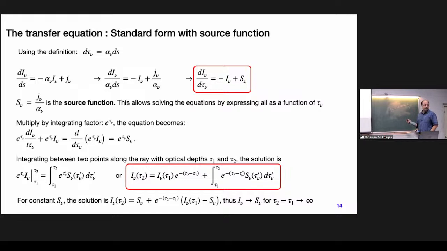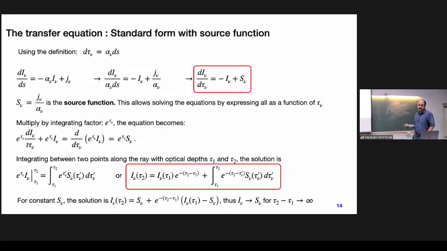Now for constant S nu, I take the S nu out, just put in the value. So e to the power tau 2 will come out of the integral. You have to put tau nu prime. You just integrate, right? There is no time for this, but you can actually work this out. This is S nu plus exponential of tau 1 minus tau 2 times the bracket. Now suppose between these two points, my optical depth increases a lot, so tau 2 minus tau 1 tends to infinity. In that case, the contribution from this term is almost negligible. So the intensity is equal to the source function.